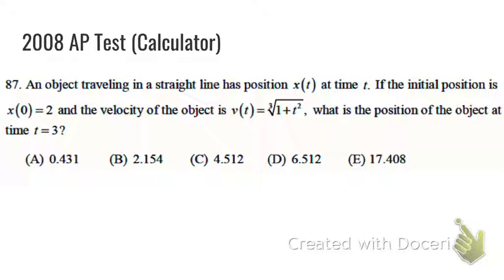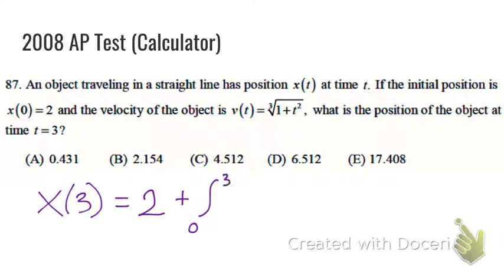Remember that our position function, I'm going to pull up the one I told you guys I want you to use your shortcut with. If I want to know the position at 3, I need to take my initial condition. My initial condition is that when time equals 0, the position is 2. So my initial condition is 2 plus, I want to know how far it went from 0 to 3.